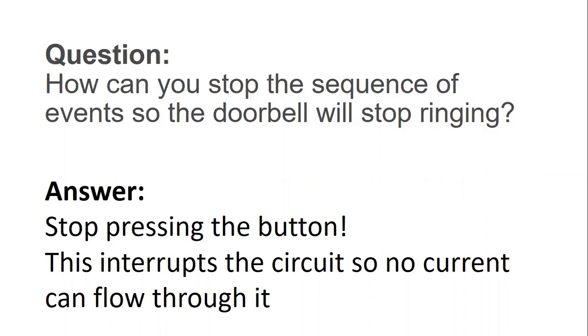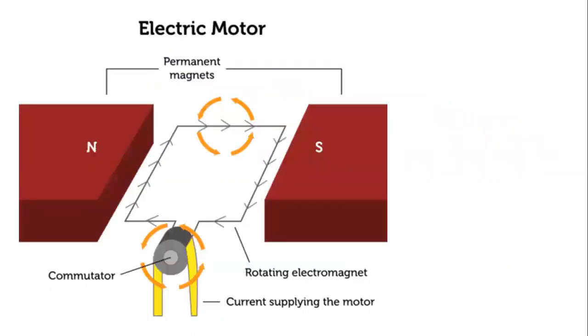Let's talk about electric motors now. An electric motor is a device that uses an electromagnet to change electrical energy into kinetic energy. This is a simple diagram of an electric motor. The motor contains an electromagnet that is connected to a shaft. When current flows through the motor, the electromagnet rotates, causing the shaft to rotate as well. The rotating shaft moves other parts of the device. For example, in an electric fan, the rotating shaft turns the blades of the fan.